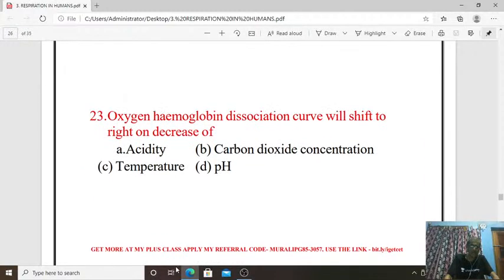Then 23rd. Oxygen hemoglobin dissociation curve will shift to the right on decrease of what? It is pH. pH variation results in changes in the oxygen dissociation curve in that graphical representation, when the pH decreases, meaning acidic. Okay. So the answer for 23rd is D.